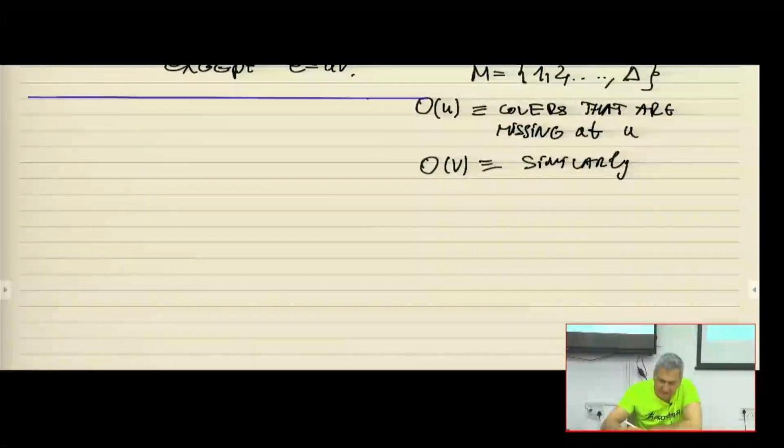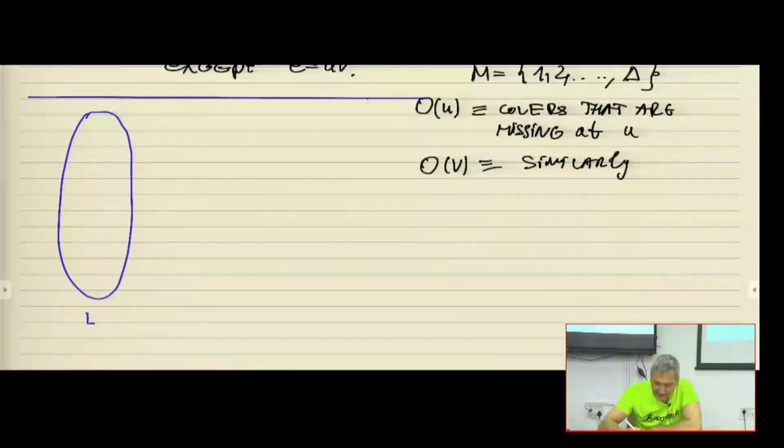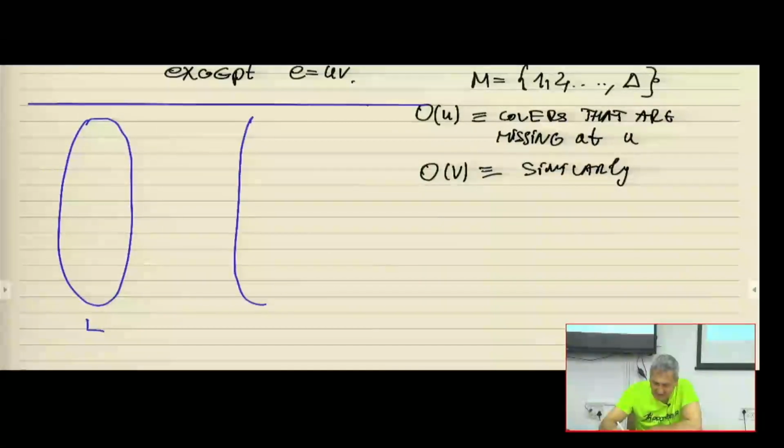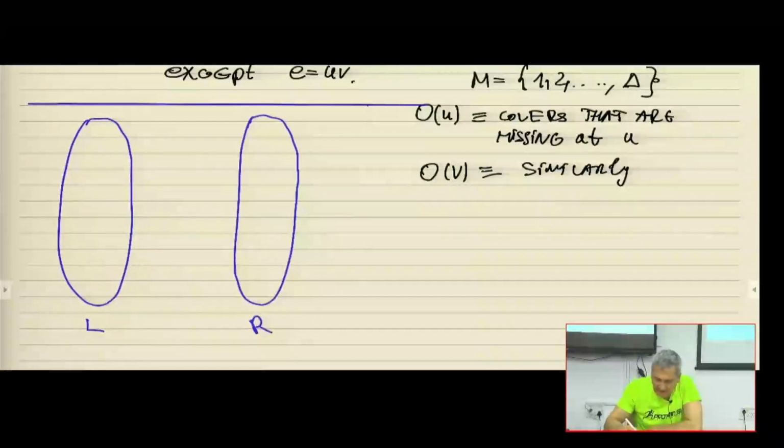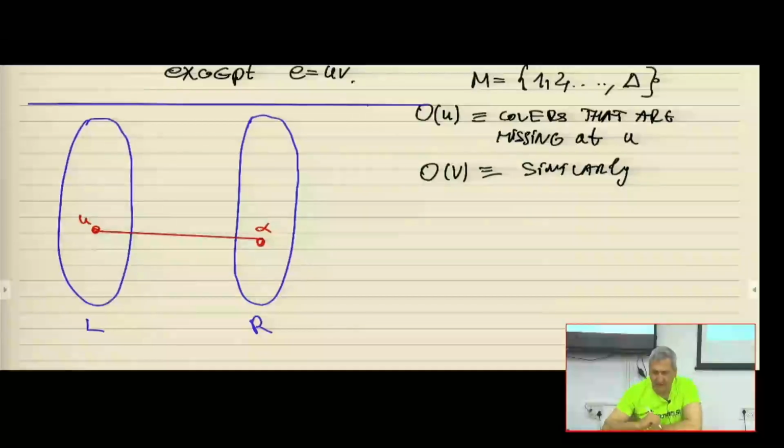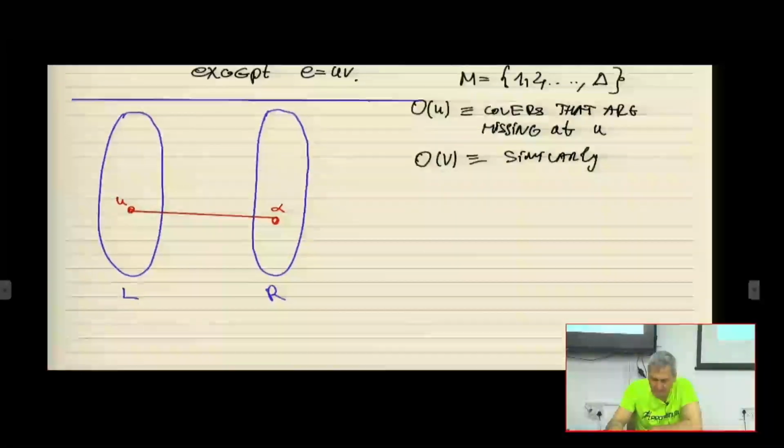So we have situations like this: this is the left side of the bipartite graph, this is the right side of the bipartite graph, and we have here the edge E, with endpoints U and V. Okay?